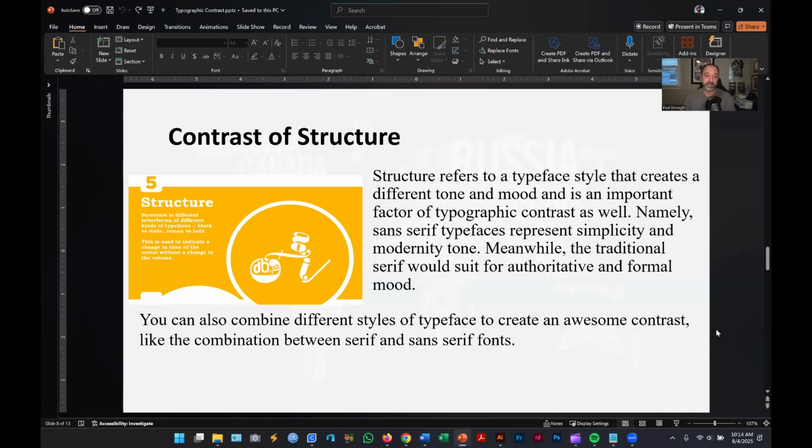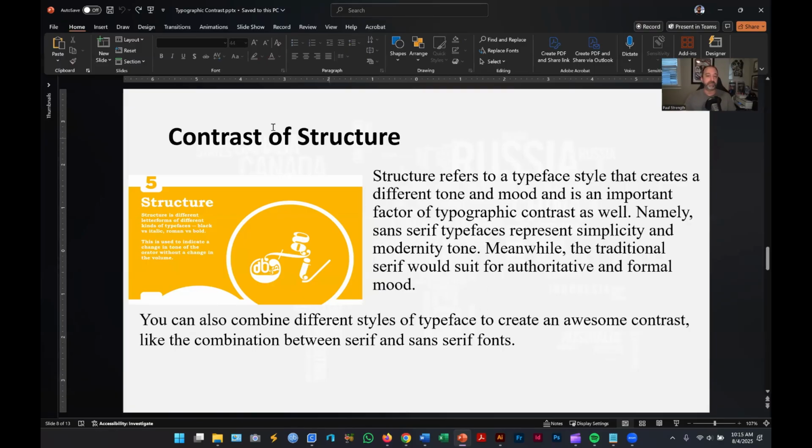Structure, it's how we put things together. And I really do want you to pay attention to the example it has here on the side. Structure refers to a typeface style that creates a different tone and mood and is an important factor of typographic contrast as well. Namely, sans serif, we just talked about that. Typefaces represent simplicity and modernity tone. They kind of do. It's actually very classic. And this body text, this is not.